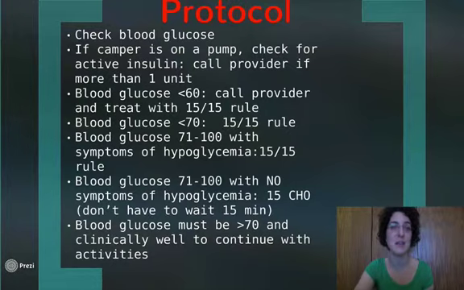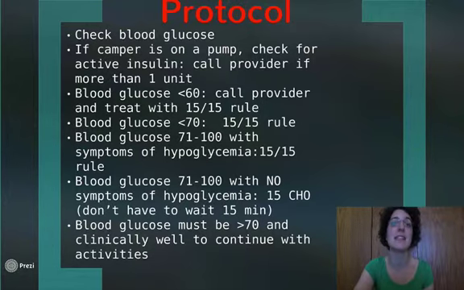So obviously the first step is to check the blood glucose level. If the camper is using a pump, you'll also want to check that pump screen for active insulin and call a provider if there's more than one unit still active. You'll have a list of phone numbers to call on a daily basis to make sure that you have somebody you can get a hold of who can help you with this if necessary. When you have the blood glucose level, if it's less than 60, that's also a time where you'll need to call a provider, just in case the blood glucose keeps dropping lower. We want somebody to know that's going on so they can come and help if they need to. And certainly go ahead and treat with that 15-15 rule.